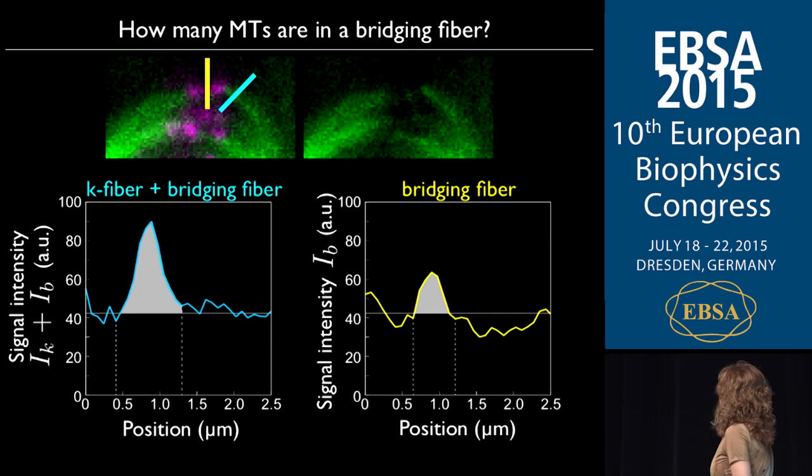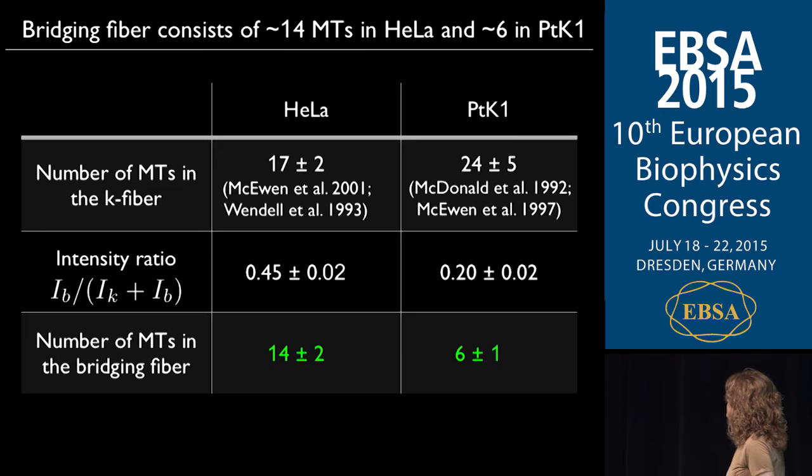So now we see that our bridging fibers are connected with the K fiber, and the next thing we wanted to do is to measure the number of microtubules in the bridging fiber. So to do this, we measure the tubulin signal of the bridging fiber and the K fiber to first obtain their relative number of microtubules in each fiber. So we measure the signal across the K fiber. This is this tubulin signal, and we interpret this signal as the signal of the K fiber together with the bridging fiber, because at this location, these two fibers overlap. And then we measure the signal also between sister kinetochores, so somewhere here, and this is the signal of the bridging fiber itself.